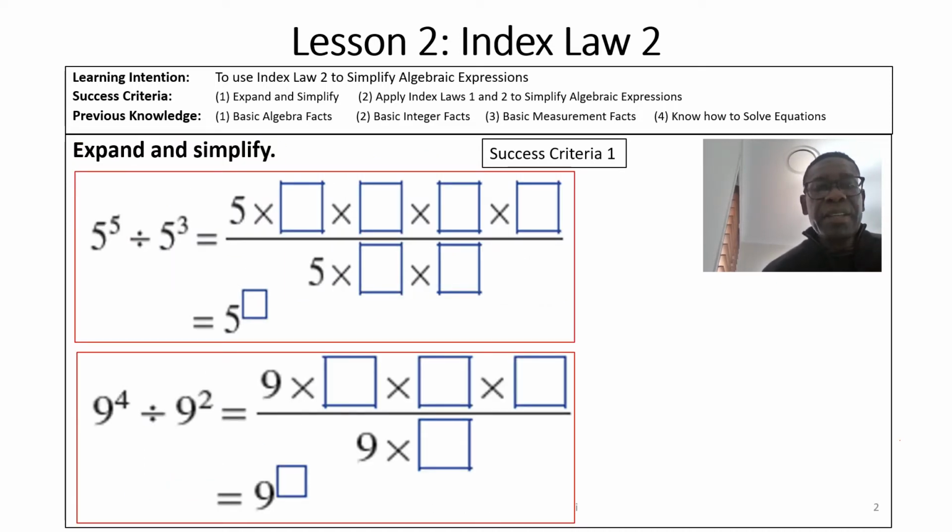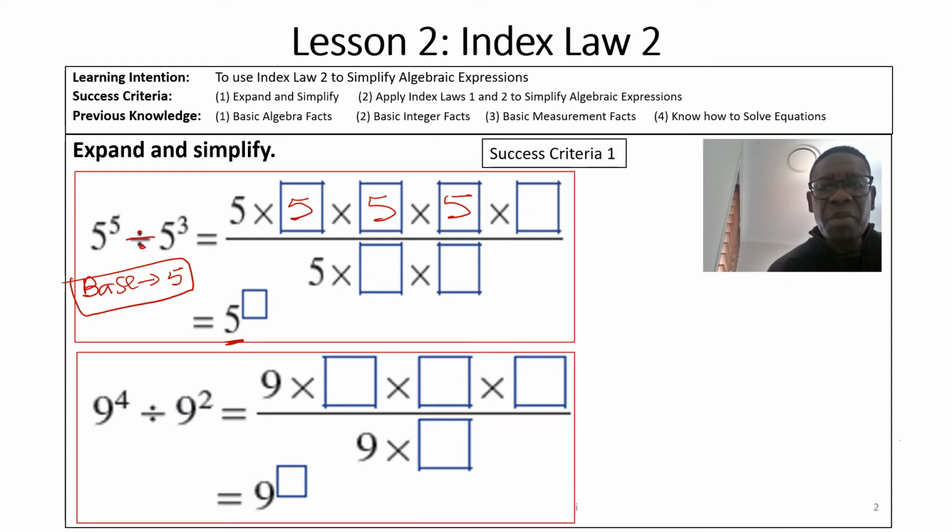Let's go to the next slide. As we develop our understanding of the second law. Again, you have 5 to the power of 5 divided by 5 to the power of 3. Again, remember the base is 5. The base is 5. So the shorthand will be base 5 raised to a certain power. 5 to the power of 5, if we expand using success criteria 1, is just 5 multiplying itself 5 times.